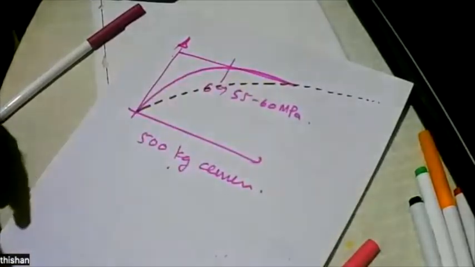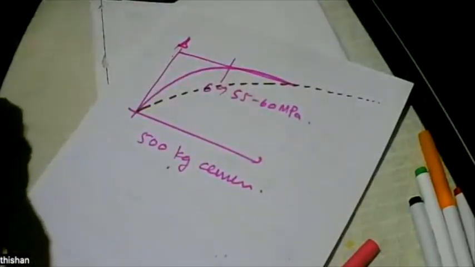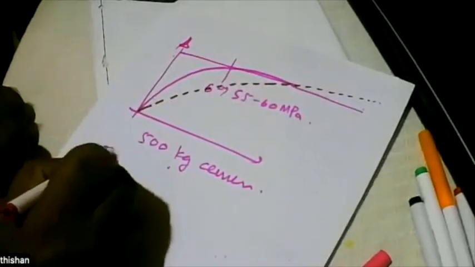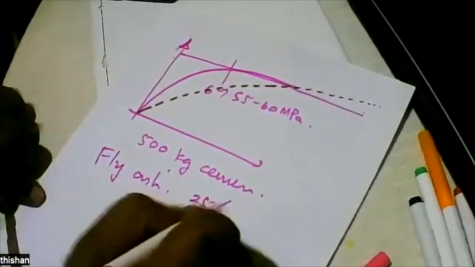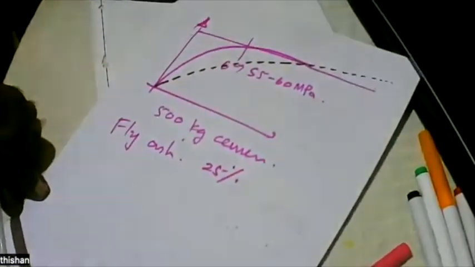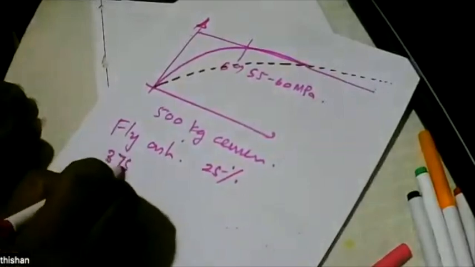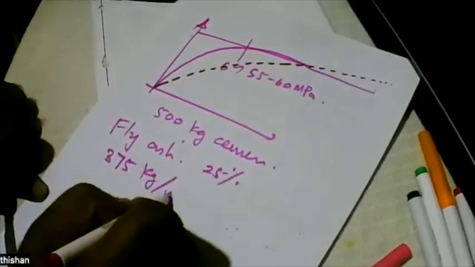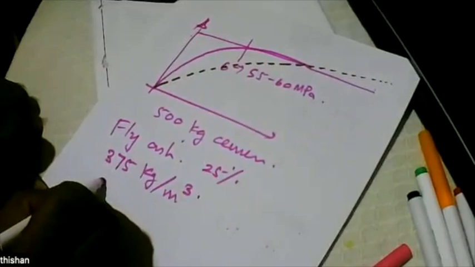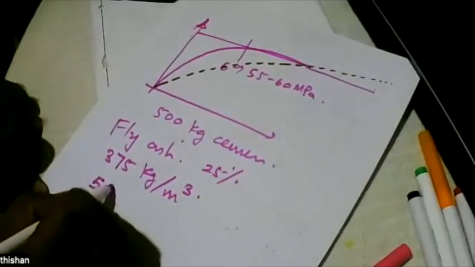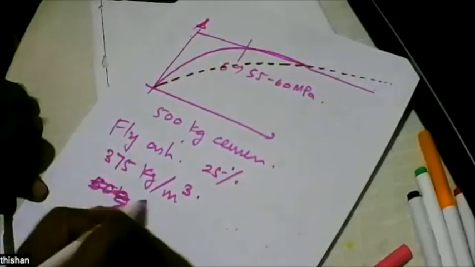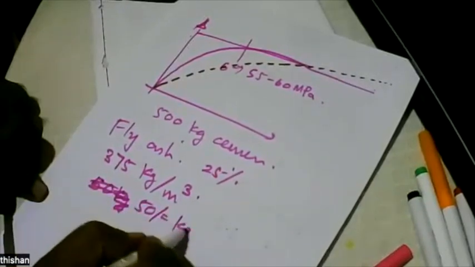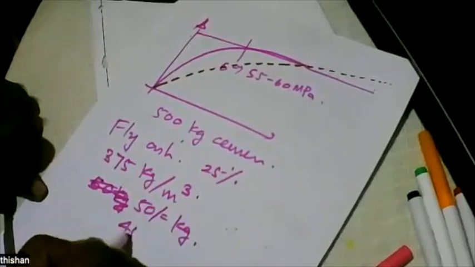So what you find is that using fly ash, going up to about 25%, you can limit the cement content to about 375 kilograms per meter cube, where the cost of cement can be close to 50 rupees per kilogram or 45 rupees per kilogram.